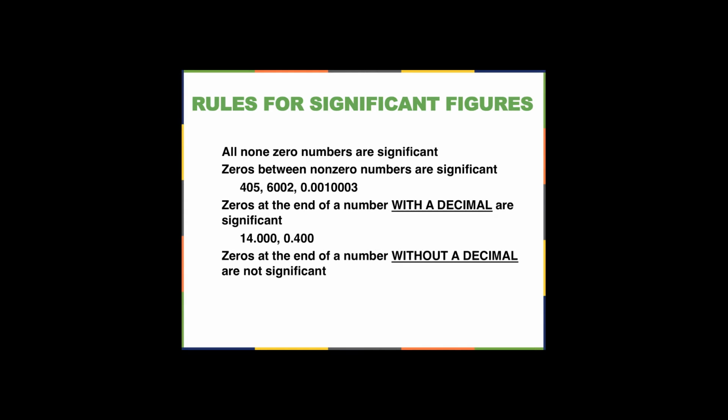Zeros at the end of a number without a decimal are not significant. In these examples, the first one, there are 3 zeros, but there's no decimal, and so you have 1 significant figure here, 2 for the next one, and 2 for the next one. Now, if you wanted to show that any of these zeros were significant, all you would have to do is put a decimal at the end where the commas are in the first 2. And if you put a decimal there, then suddenly those zeros become significant.